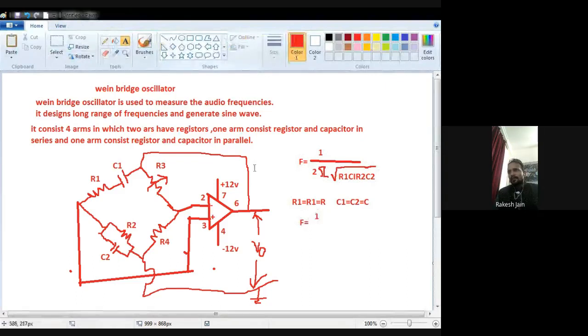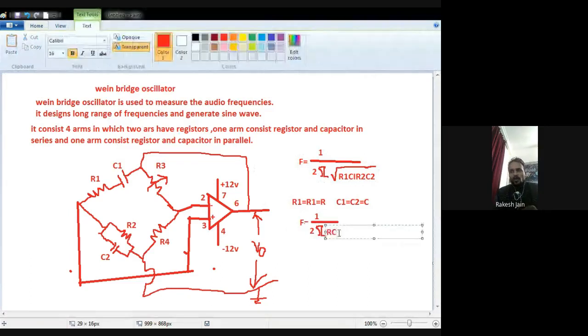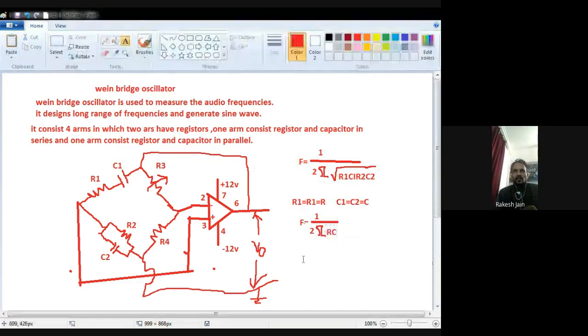Then the frequency of oscillation formula becomes 1 upon 2 pi root of R1 R2 C1 C2, so R square C square, so under root of R square C square, that is RC. So f is equal to 1 upon 2 pi RC. So my frequency of oscillation formula will become 1 upon 2 pi RC.